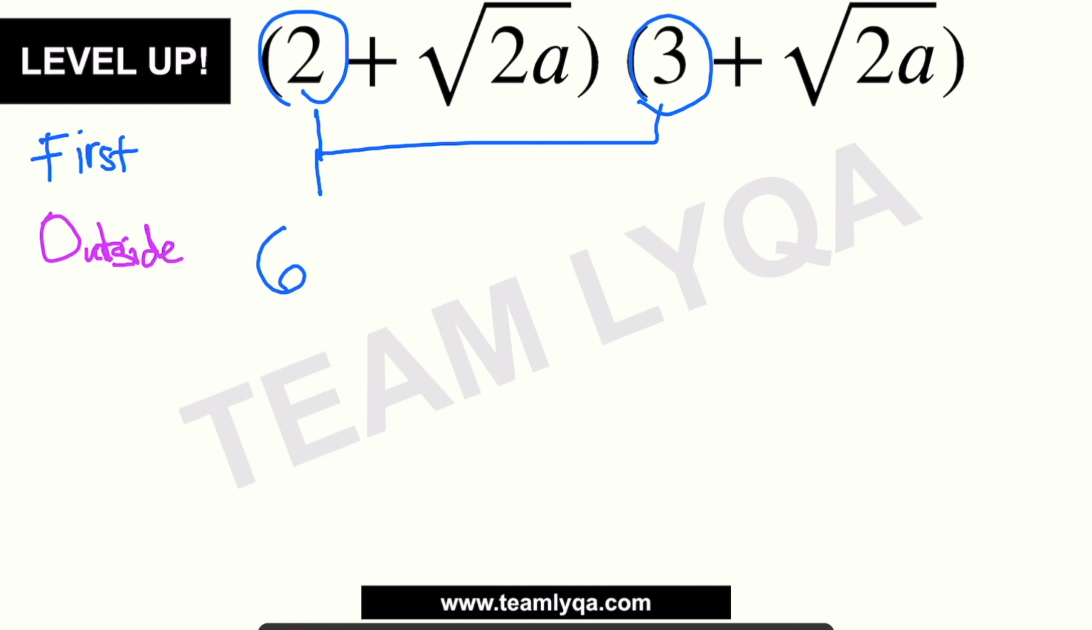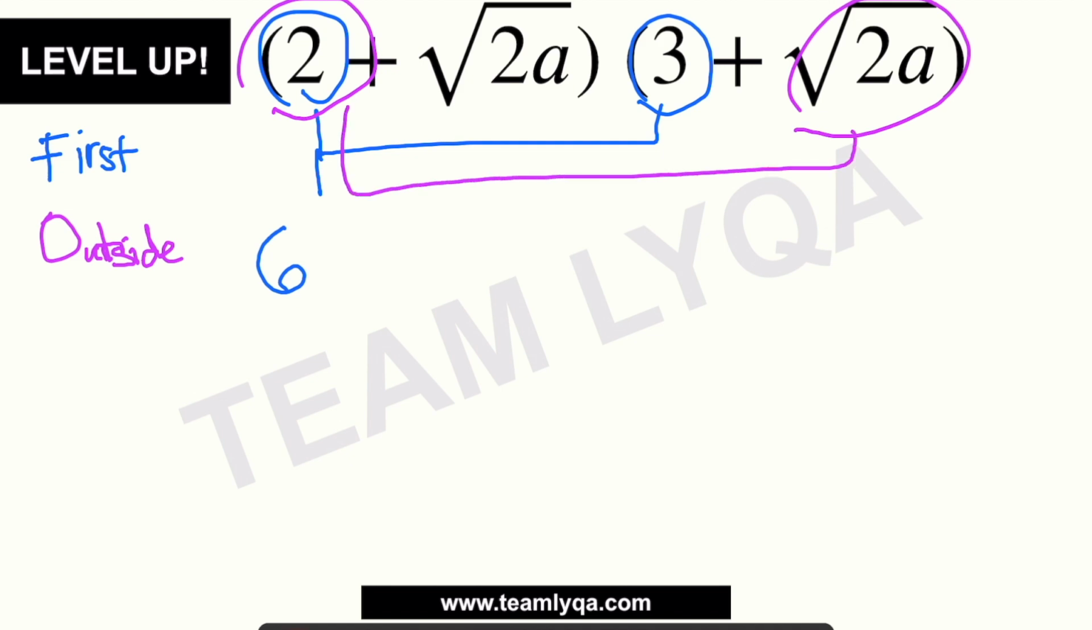Ang outside natin, okay, would be yung nasa labas. You have 2 and square root of 2a. So, ito daw, imumultiply ko sila together. Ano yon? Ano mangyayari dyan? That would be 2 times 1. Walang nakalagay dito, pero may 1 dyan. So, that would be 2 square root of 2a. Positive naman. So, positive yan. Tapos na tayo sa outside.